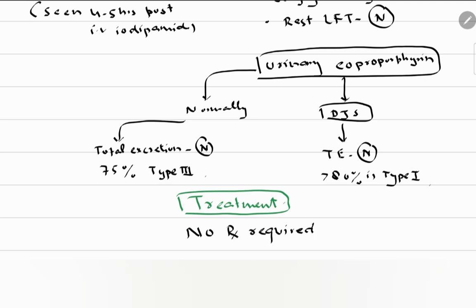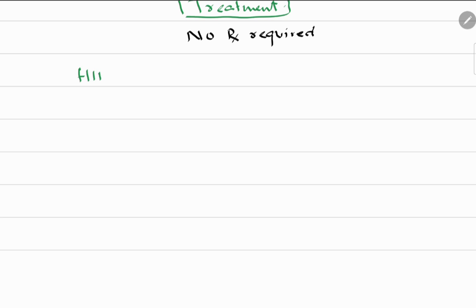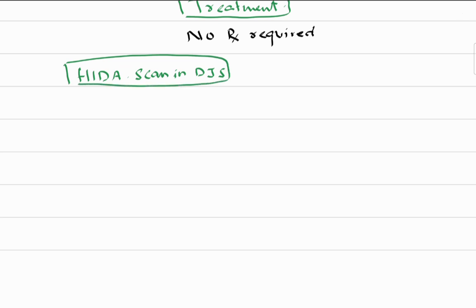Now coming to HIDA scan in Dubin-Johnson syndrome. In HIDA scan in Dubin-Johnson syndrome, you will find a characteristic pattern. You will find delayed or no visualization of gallbladder and biliary system.